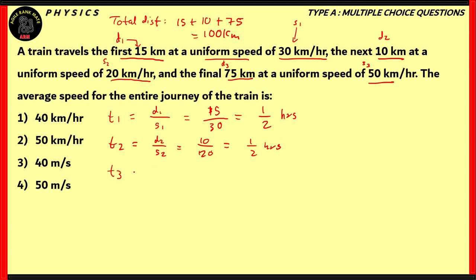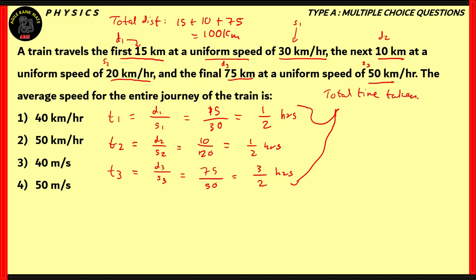Now for the third leg of the journey, the time taken, T3, would be equal to D3 over S3. Here D is 75 and S is 50. So what we get is 3 by 2 hours. From all of this, we can find that the total time taken is 1 by 2 plus 1 by 2 plus 3 by 2, which is equal to 5 by 2 hours.